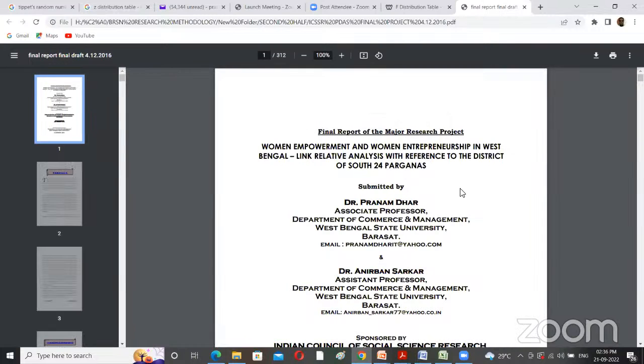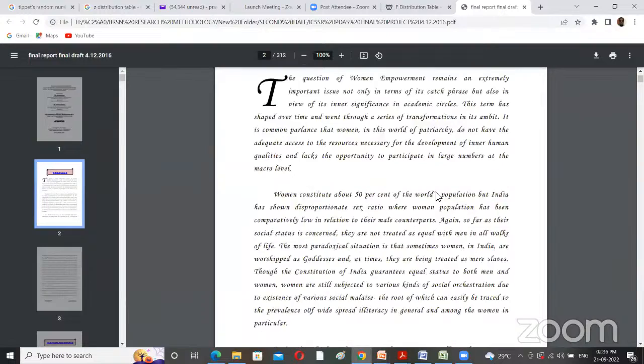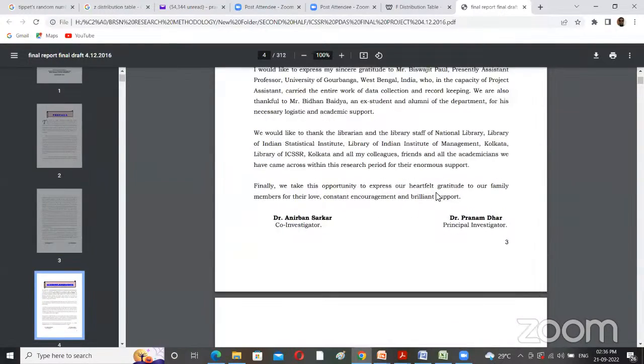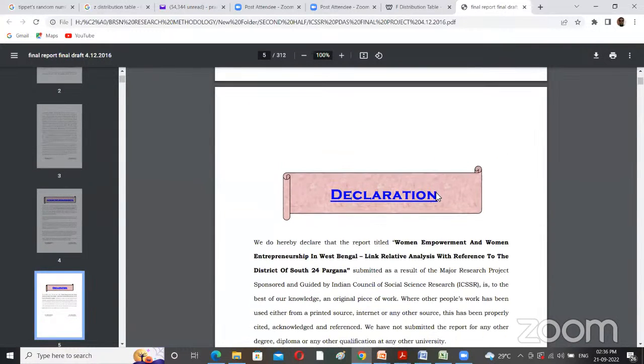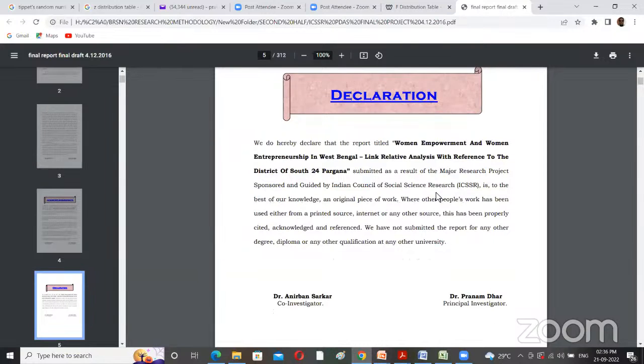I'll start with the title page. This is the title page. Then this is the preface. This is the acknowledgement. These are the compulsory items you have to take into consideration in writing a thesis. Nobody will show you. This is the very hard world. Nobody will show you. I am showing you everything. You have to be more serious. Very sorry to say. So this is the declaration.